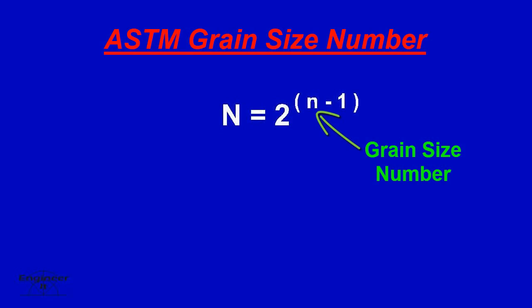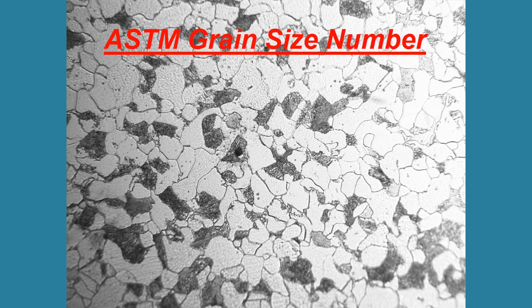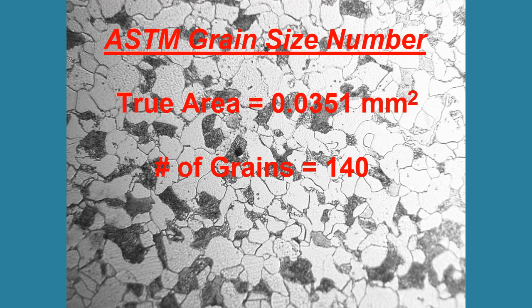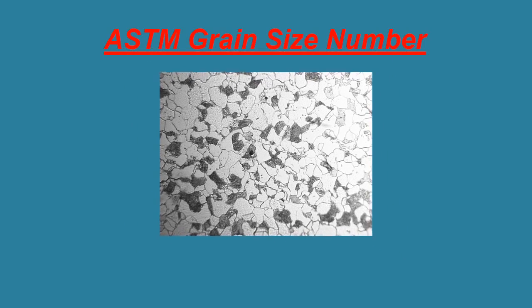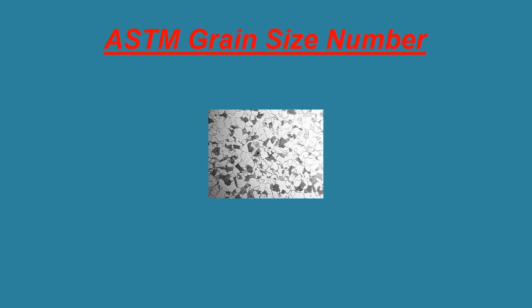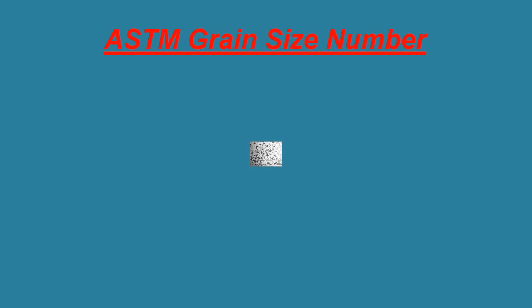ASTM relates the grain size number, little n, to the number of grains in 1 square inch area of a specimen photo at 100 magnification. This example uses a photo magnification of 768, so some conversions are required. We found that there are 140 grains in 0.0351 square millimeters. ASTM wants the number of grains in 1 square inch area of a specimen photo at 100 magnification.